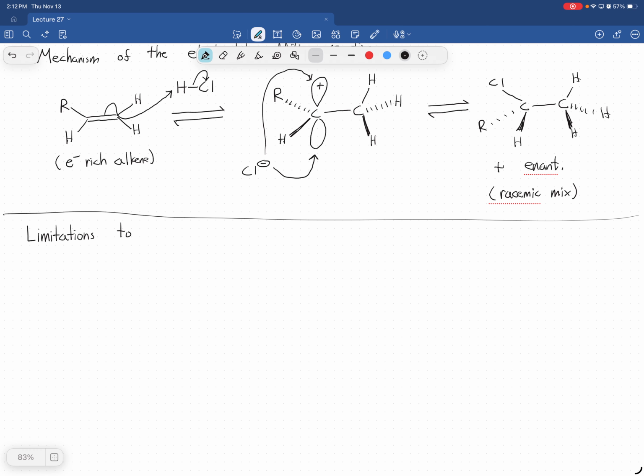So when we react with HCl, HI, or HBr, that's called hydrohalogenation. You're adding hydrogen and a halogen to the alkene. So there's some limitations here, as we can see with the carbocation. So hydrohalogenation of alkene.